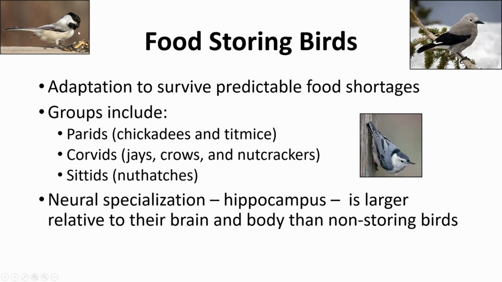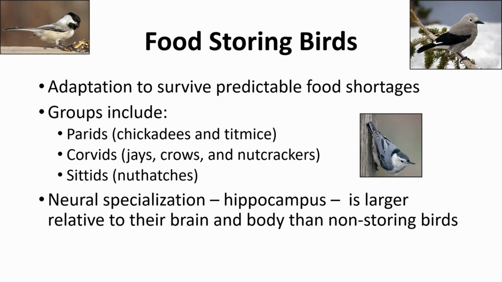Titmice also fall under this category, so these kinds of guys. Corvids, which include jays, crows, ravens, nutcrackers, all also display caching behaviors. And then sitids are our nuthatches. So red and white-breasted nuthatches, those are both found in this area. They all cache as well.